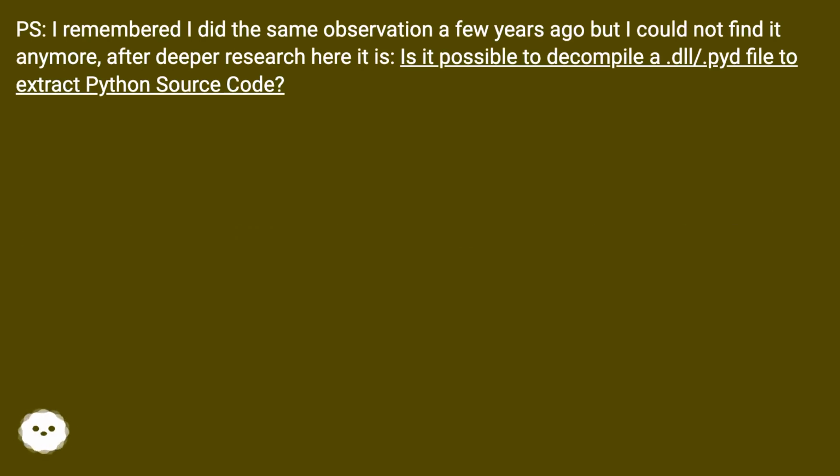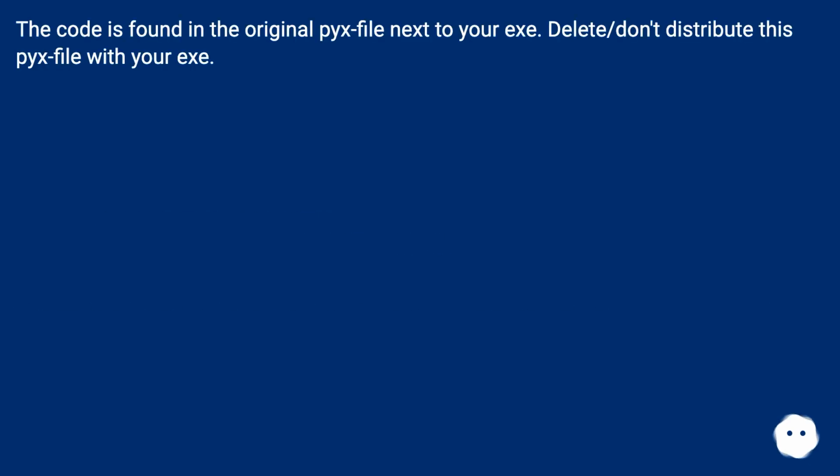P.S. I remembered I did the same observation a few years ago but I could not find it anymore. After deeper research here it is. Is it possible to decompile a .dll/.pyd file to extract Python source code? The code is found in the original PYX file next to your exe. Delete/don't distribute this PYX file with your exe.